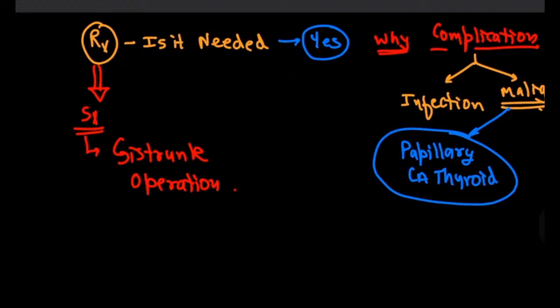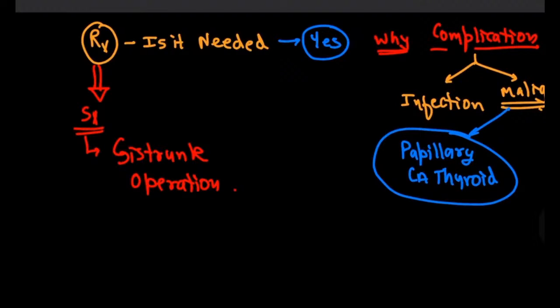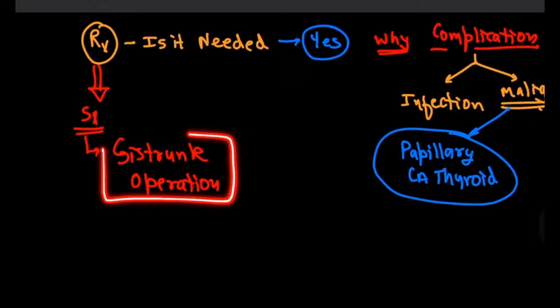Then I told you that you need to treat them. Why do you want to treat them? Because if you don't, it will complicate. What are the complications which can occur? It can lead to infection. It can lead to malignancy. A very important MCQ is which malignancy can develop. So papillary carcinoma of thyroid is an important malignancy which can develop. And lastly, if you want to treat it, you will have to go in for a surgical excision by the name of a Sistrunk operation.